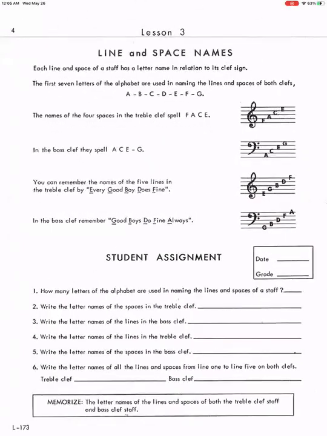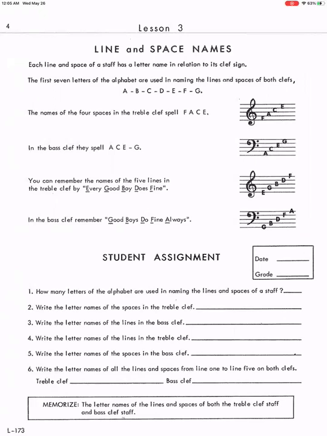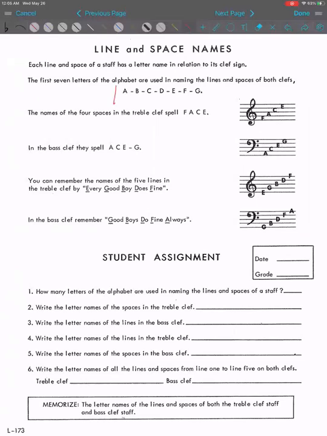Lesson 3. Line and space names. Each line and space of a staff has a letter name in relation to its clef sign. So different clefs will have different systems of naming the notes. The first 7 letters of the alphabet are used in naming the lines and spaces of both clefs. We only use 7 musical alphabets here. So it's A, B, C, D, E, F, G.